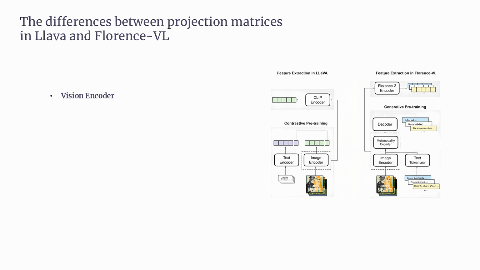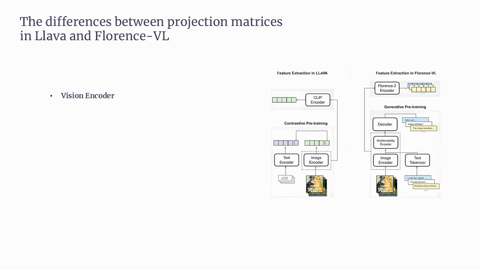On the other hand, Florence VL uses the Florence 2 model, a generative vision foundation model. Florence 2 captures a wider and richer range of visual features due to its more advanced architecture. This model is designed to be more flexible and adaptable to a wider variety of downstream tasks, which allows it to better capture complex visual information and provide more accurate multimodal understanding.